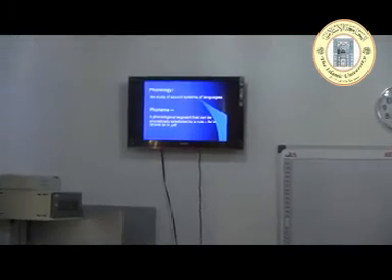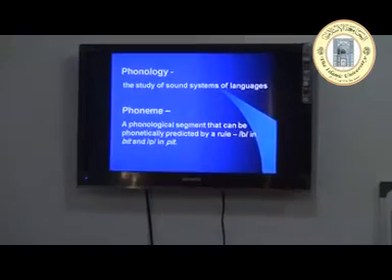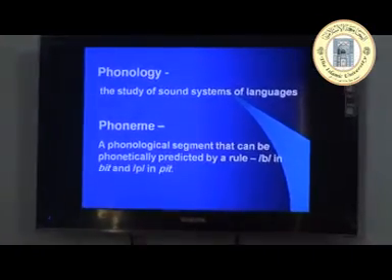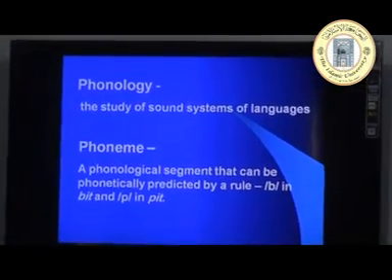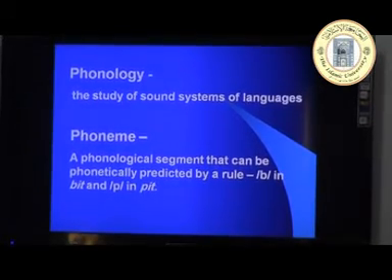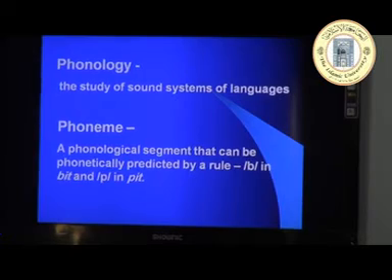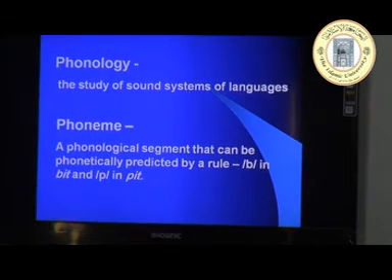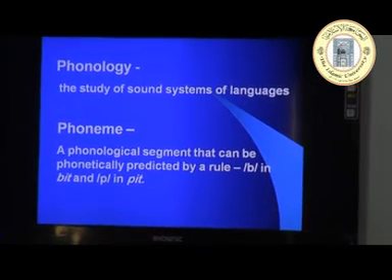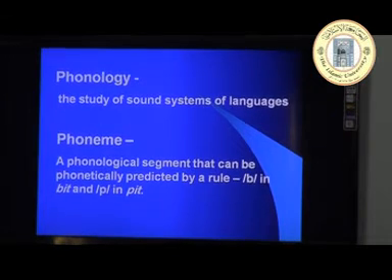As shown here, be in bit and pe in pit. So, how can we distinguish that this is bit and this is pit? By the vibration, by the contrast between this phoneme, which is be, and the phoneme pe.